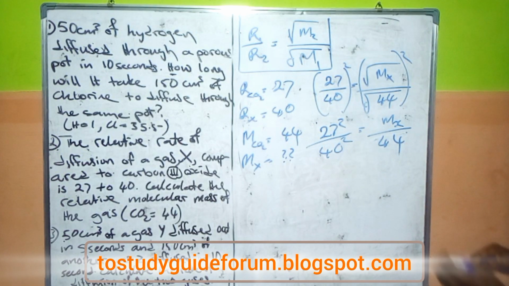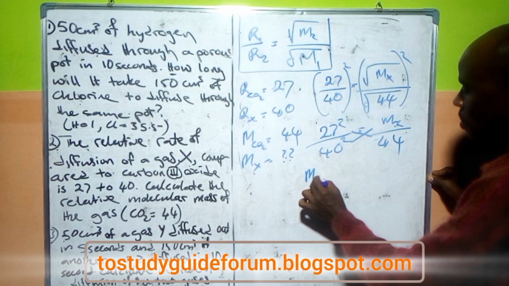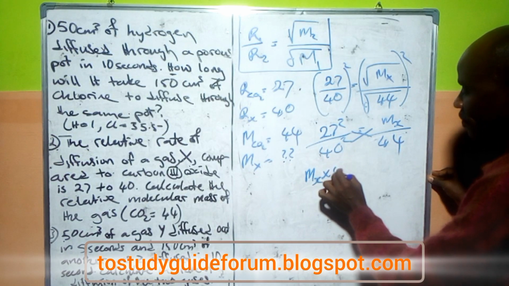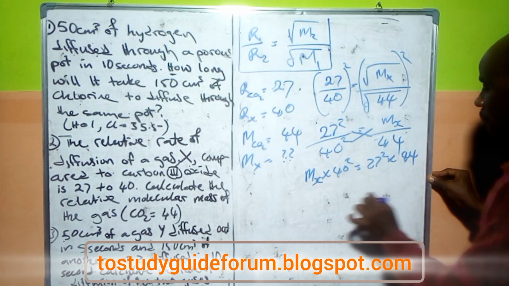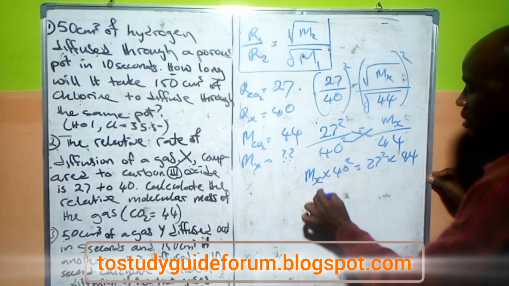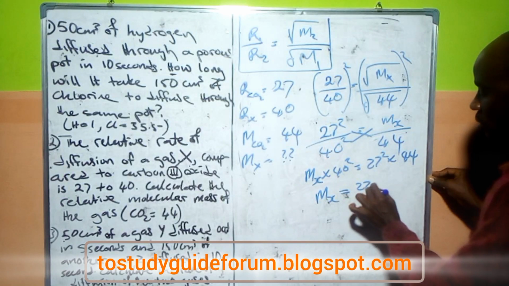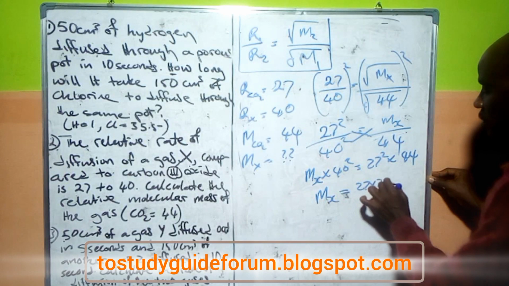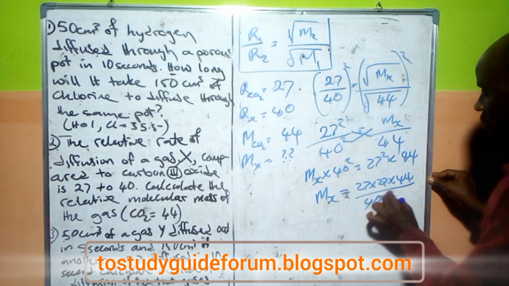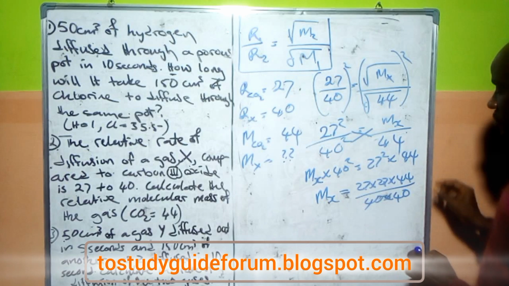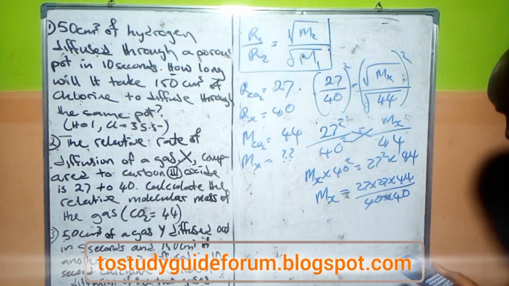So then cross multiplying, if you cross multiply this, what we will have is relative molecular mass of that multiplied by 40 squared equal to 27 squared times 44. Then making the relative molecular mass of the gas S the subject of the formula, we have 27 times 27 times 44 all over 40 times 40. So that's what we are going to be working with. So let's see how far we can go with this.